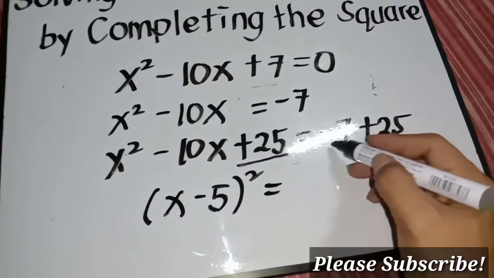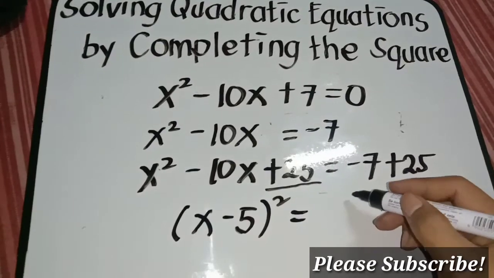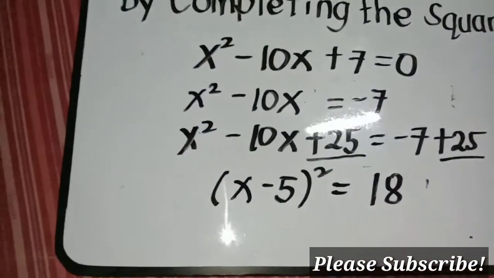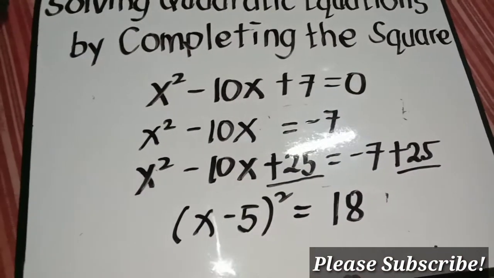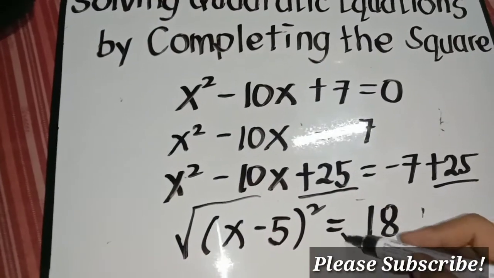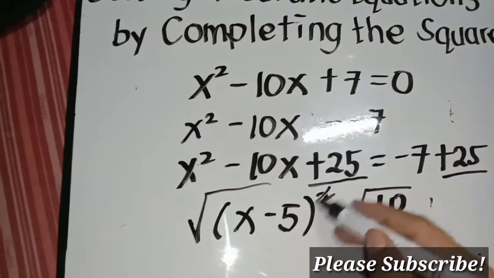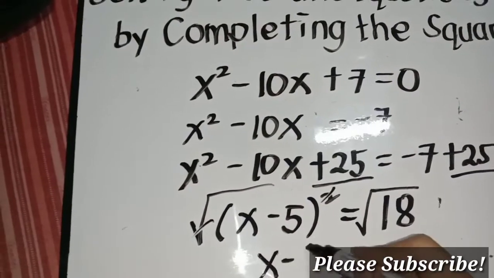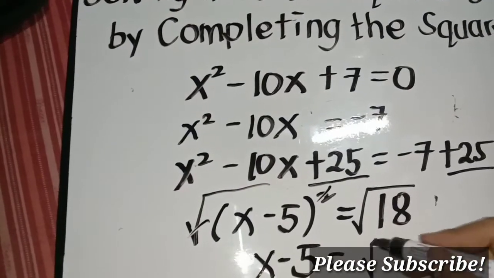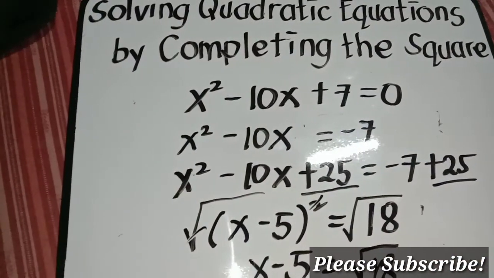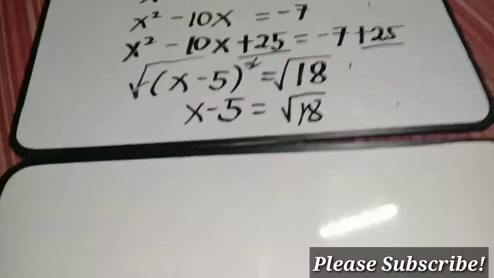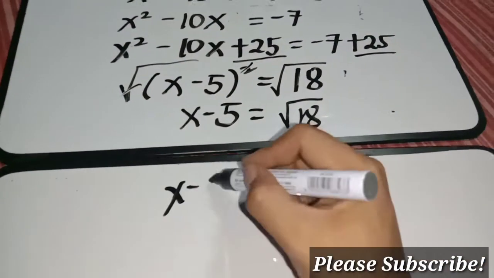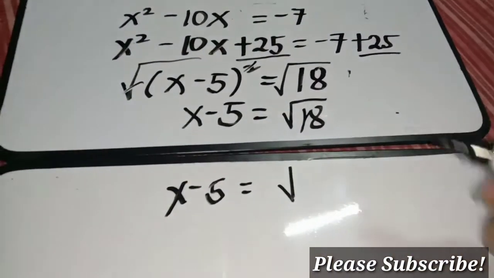So, simplify na natin. Negative 7 plus 25 is positive 18. 25 minus 7 is 18. Okay, so, proceed tayo. Square root natin both sides para mawala yung exponent squared. So, x minus 5 now is equal to the square root of 18. So, mag-iisip tayo ng factor ng 18. Dapat yung isa ay perfect square.